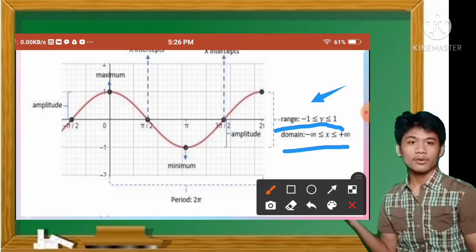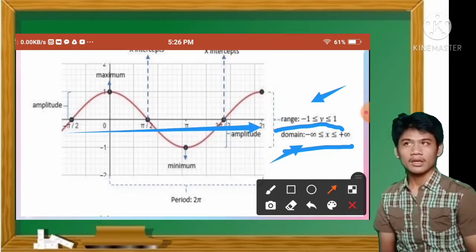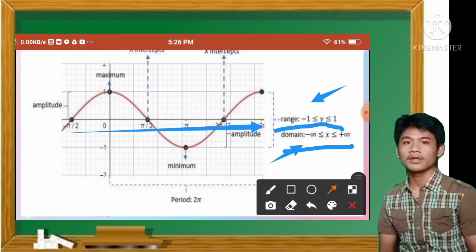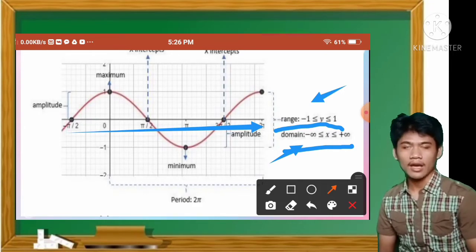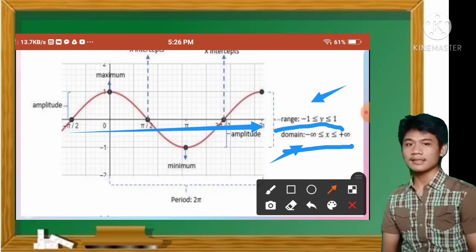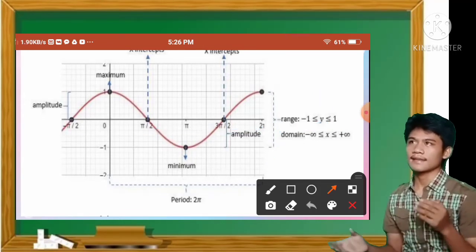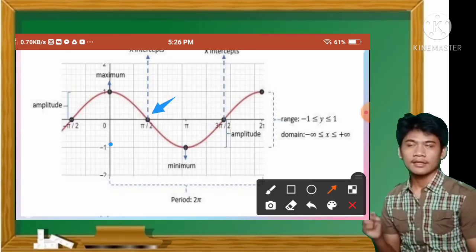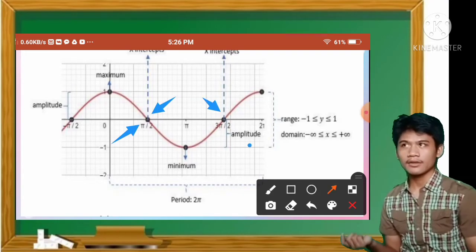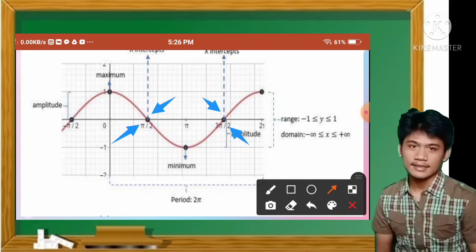Since the x-axis is continuous and the given illustration is just one cycle, we could elaborate our domain as negative infinity is less than or equal to x, but x is less than or equal to positive infinity. The points created through the intersection of a graph and the x-axis are what we call the x-intercepts.